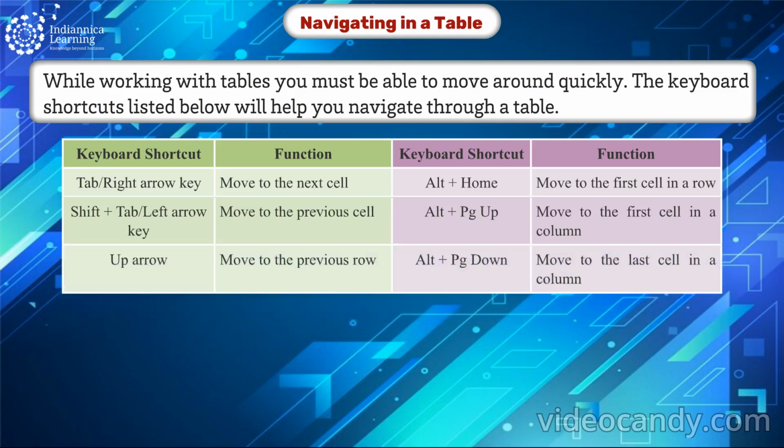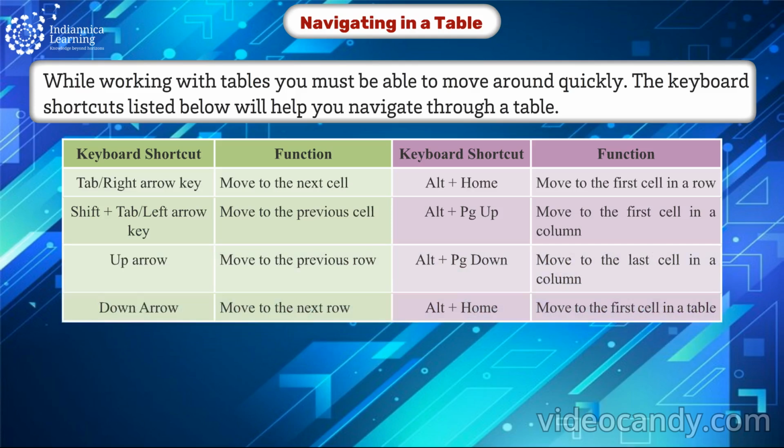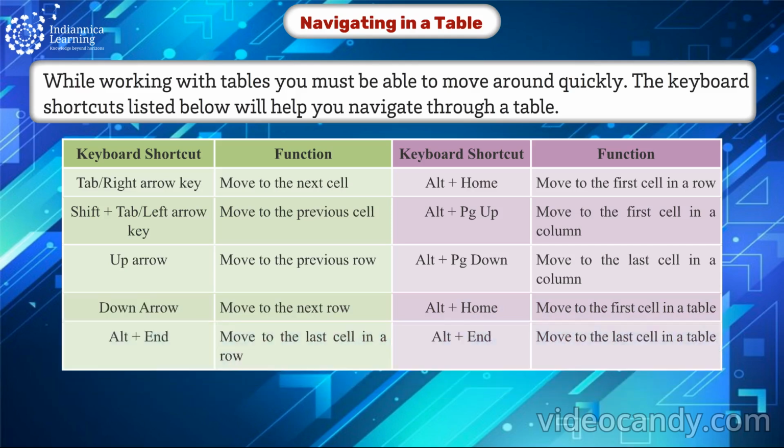Up arrow, move to the previous row. Alt plus Page Down, move to the last cell in a column. Down arrow, move to the next row. Alt plus Home, move to the first cell in a table. Alt plus End, move to the last cell in a row. Alt plus End, move to the last cell in a table.